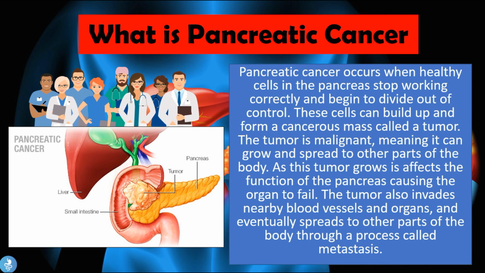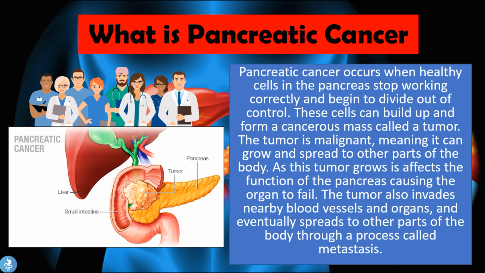As this tumor grows, it affects the function of the pancreas, causing the organ to fail. The tumor may also invade nearby blood vessels and organs and eventually spreads to other parts of the body through a process called metastasis. So by definition, pancreatic cancer occurs when we have these cells within the pancreatic organ which begin to divide in an uncontrolled manner, and they produce this mass which is called a tumor.